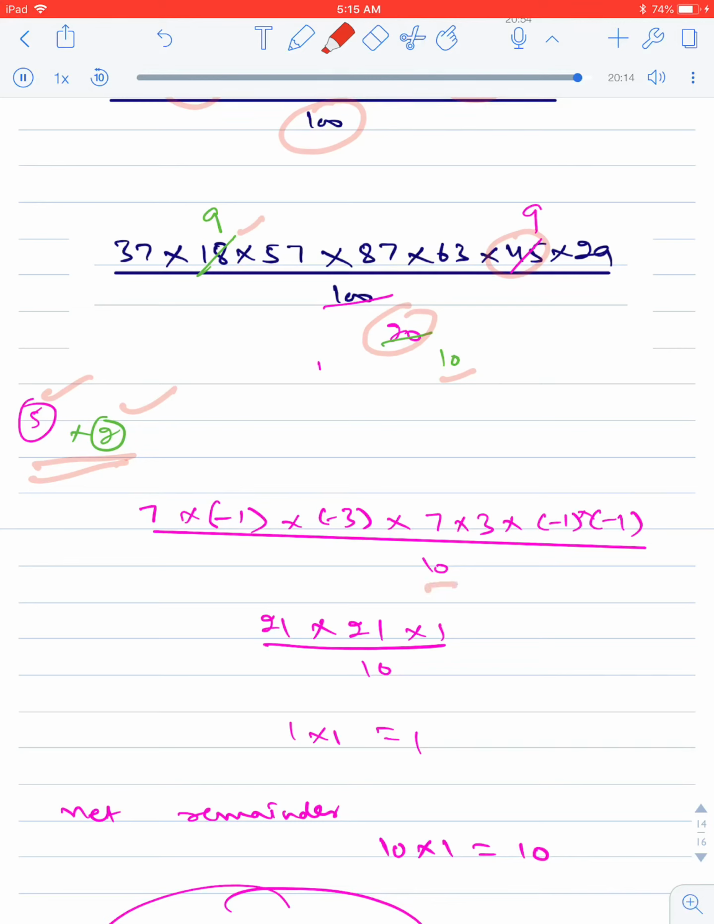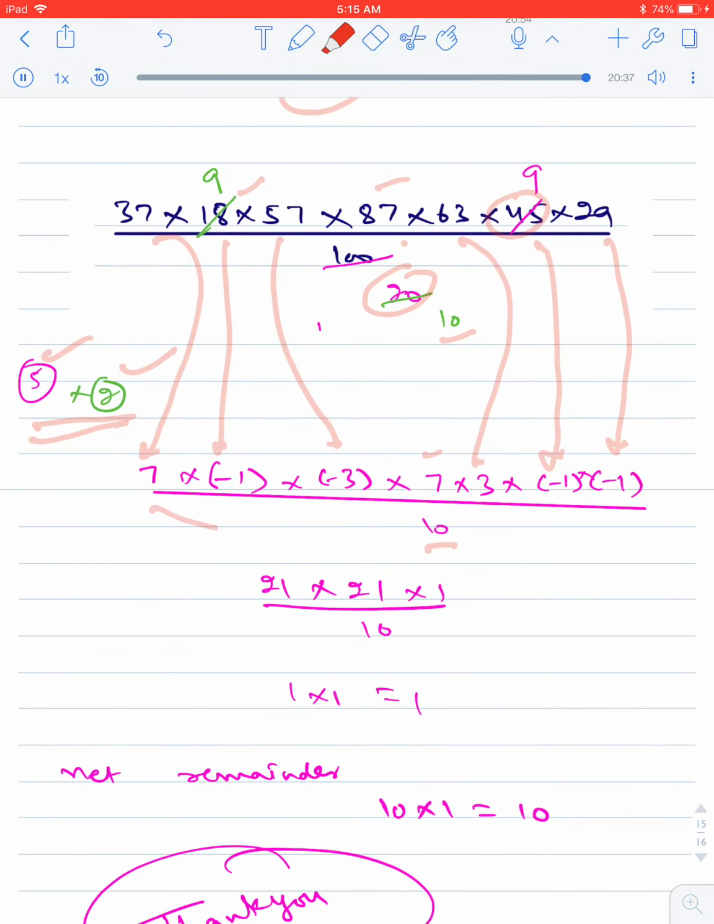Now we get the remainder after dividing it by 10, which is quite easy. You can see the unit digit as well, or you can take the help of congruent modulo. So when we divide 37 by 10, we get remainder 7. 18 leaves the remainder minus 1. 57 you can write as minus 3. 87 as 7, you can write as minus 3 as well as per your convenience. 63 as 3. 45 as again minus 1. 29 as again minus 1. So what we get is 7 into minus 1 into minus 3, that is 21. Again 21. So 21 leaves the remainder 1. 21 again leaves the remainder 1. So net remainder is 1.